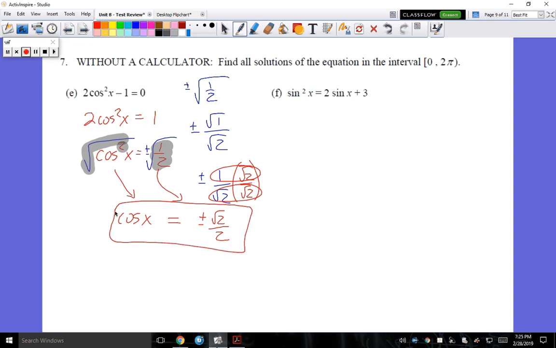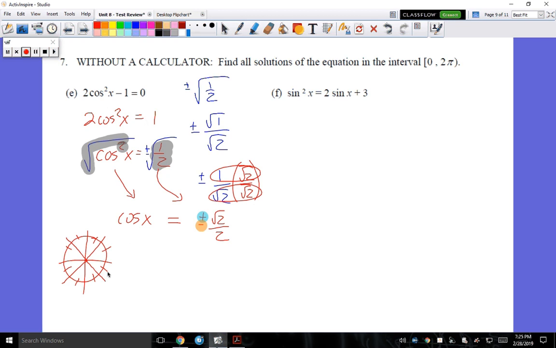So you have to ask yourself, cosine is an x value, and we want, basically on the unit circle, when is the x value a positive or a negative root 2 over 2. I'll put the negative in orange so you can see it a little bit better. So this is going to occur, from what we have unit circle memorized, at the 45 degrees.